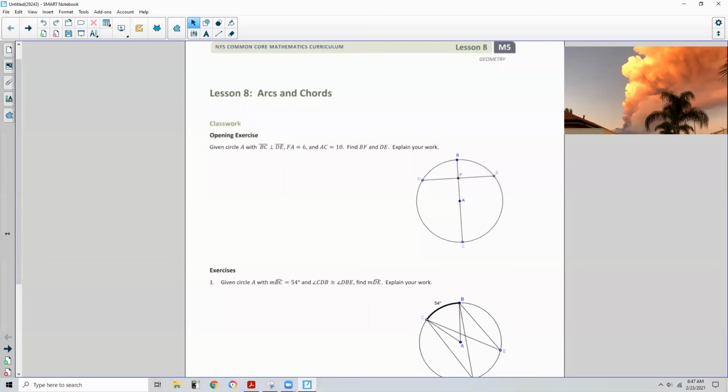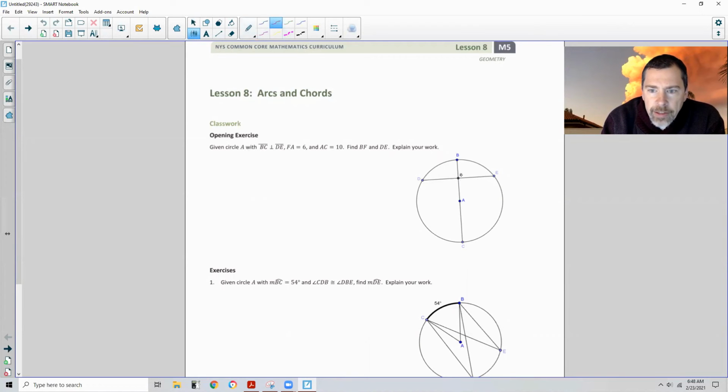Okay, Lesson 8, Arcs and Chords. We're going to continue with arcs and chords. Classwork opening exercise: given circle A, here's a circle centered at A, with segment BC, which is a diameter because it's going through A, and DE, a chord, are perpendicular. So I'm going to stop right there and label this a right angle.